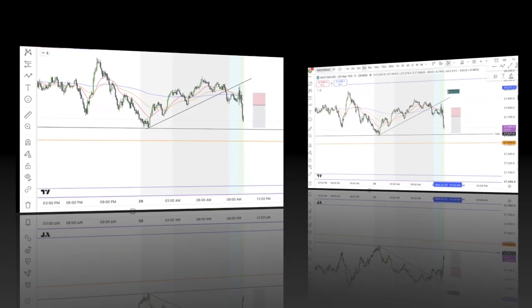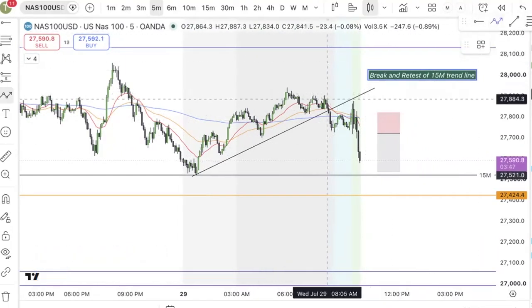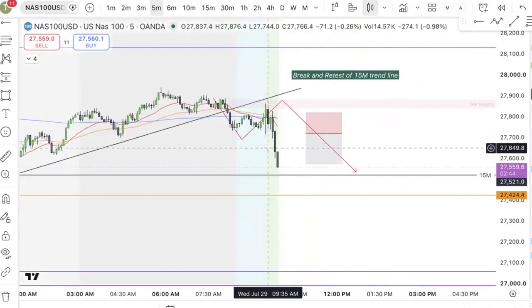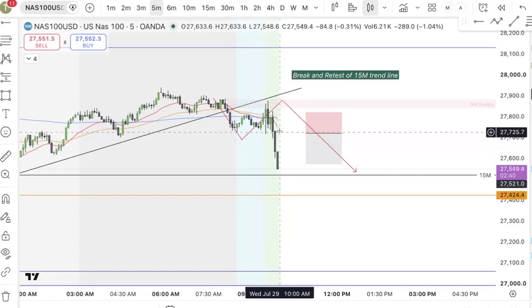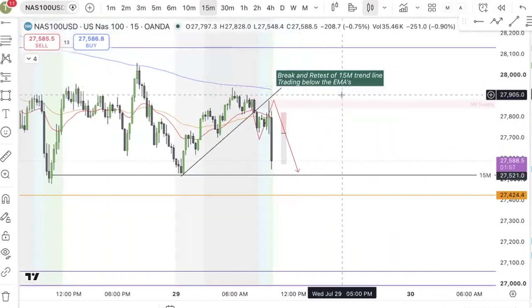So we had a break and retest of the 15-minute trend line. We'll go ahead and draw the path of price action. So we broke the trend line, we retested back up into the supply area, and right around 9:45 we had an engulfing candle and noticed some momentum here, and so that's when we got into the trade. We're trading below the EMAs, and here it is on the 15-minute.